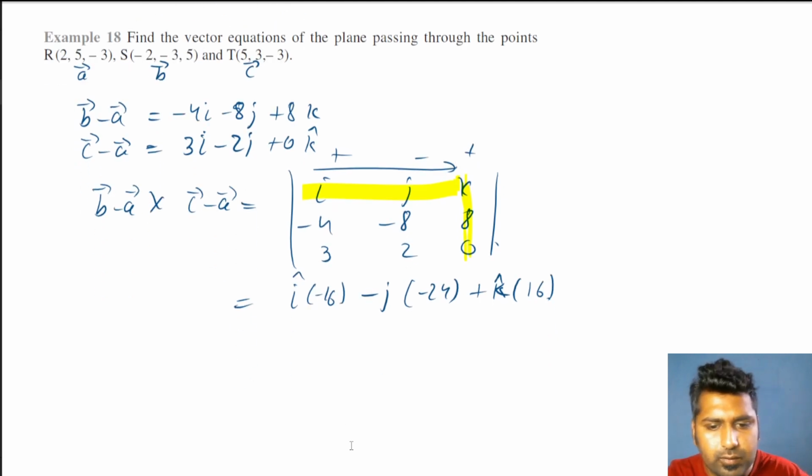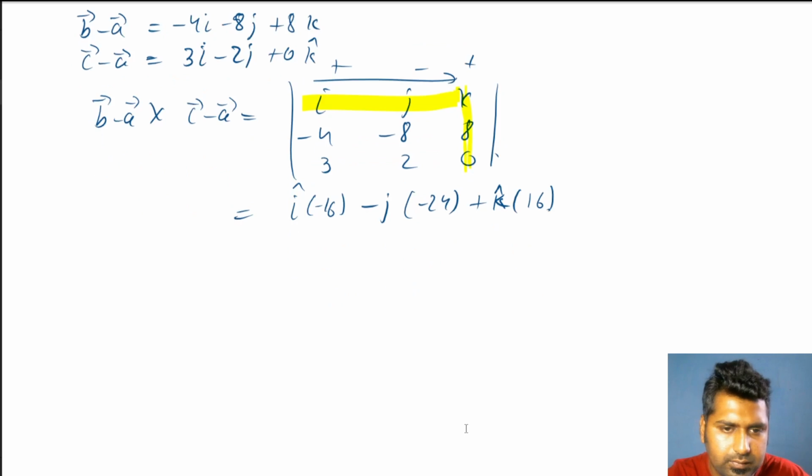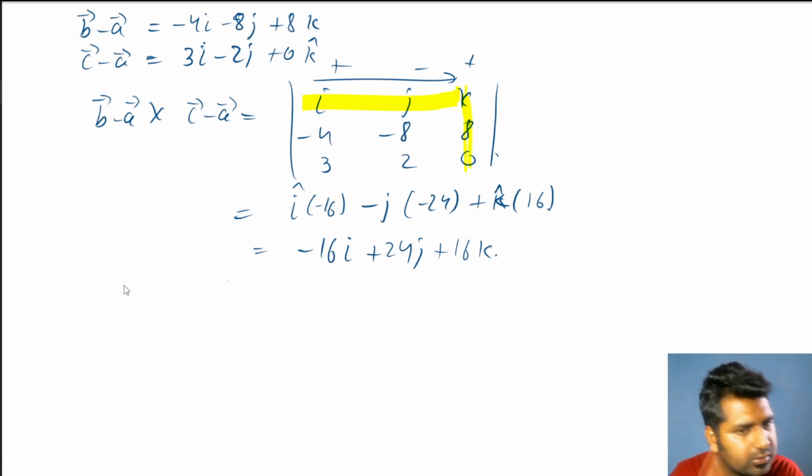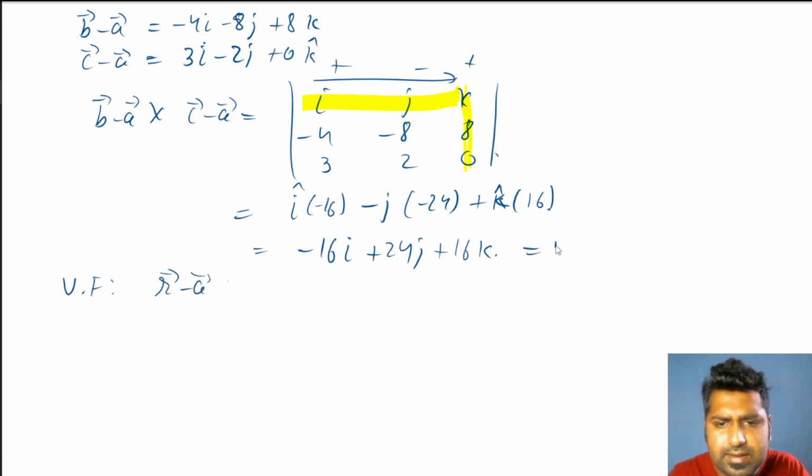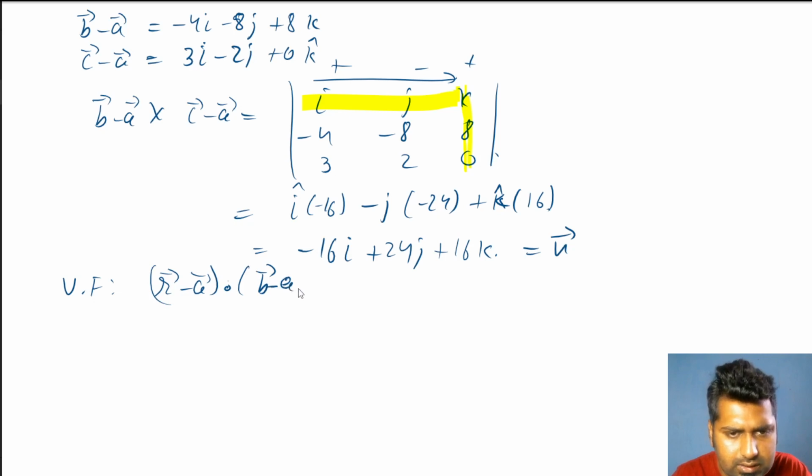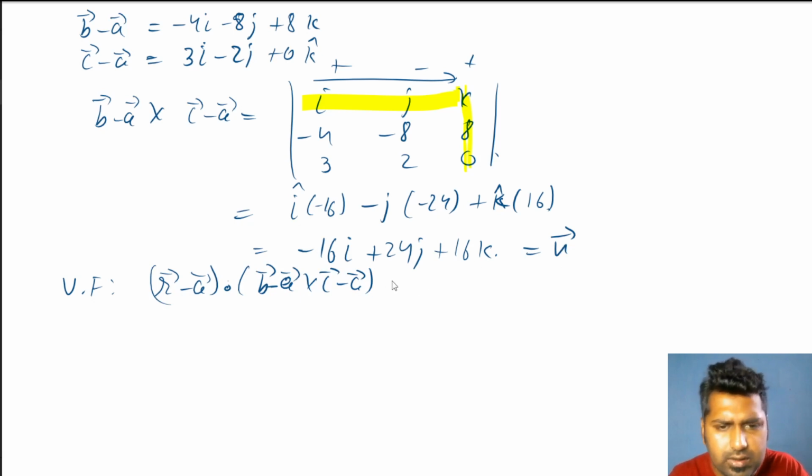Big numbers, doesn't matter. Now let's rewrite this. Minus 16i plus 24j plus 16k. Okay. Now I have to write the vector form effectively finally. What is that? R minus a, and remember that this is your n vector. This is your n vector. So R minus a dot b minus a cross c minus a. This is for your understanding that this effectively is your n vector is equal to 0.